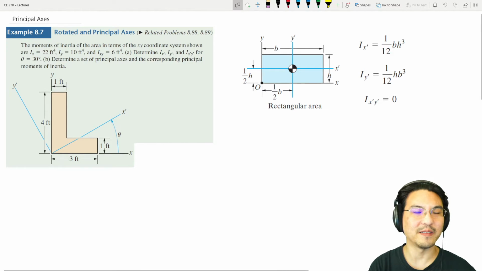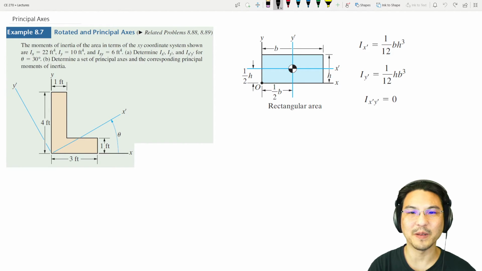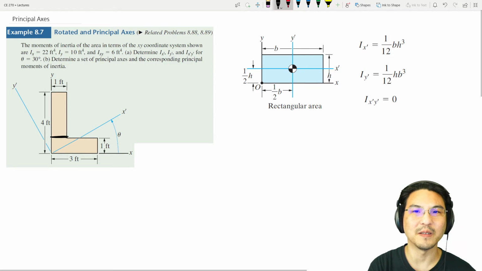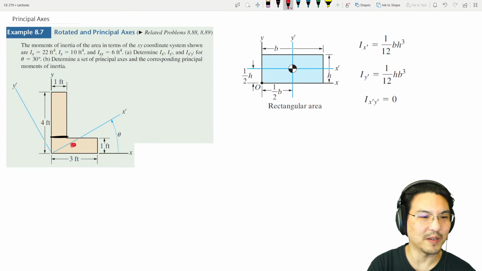First, let's find the moments of inertia about these coordinates. So let's do that first. So this out of the appendix. This looks like a composite of two rectangles, one with the centroid here and one over here.